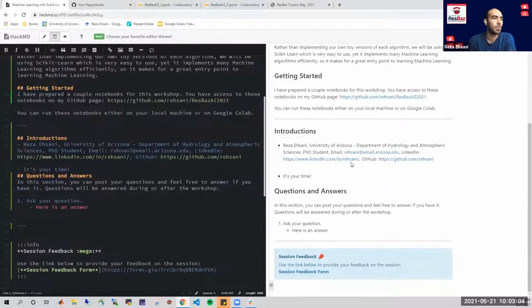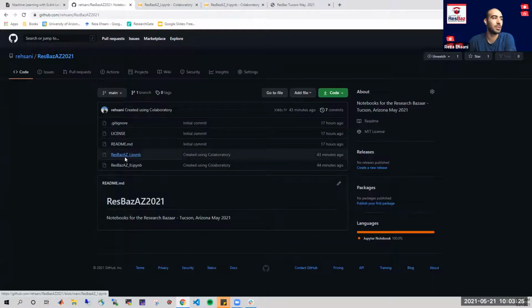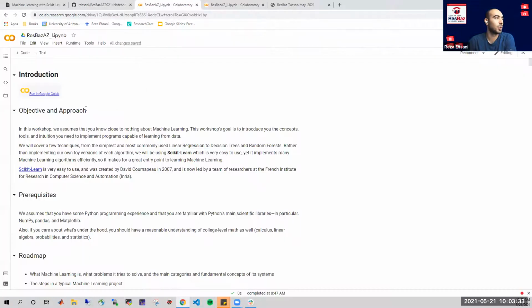Instead of preparing a PowerPoint for this workshop, I decided to prepare a couple of notebooks. You have access to the notebooks on my GitHub page. If you click on this link under Hack MID, ResBazAZ 2021, there are a couple of notebooks, ResBazAZ 1 and ResBazAZ 2. Hopefully we will have enough time to go over both of them, but we will start from ResBazAZ 1.